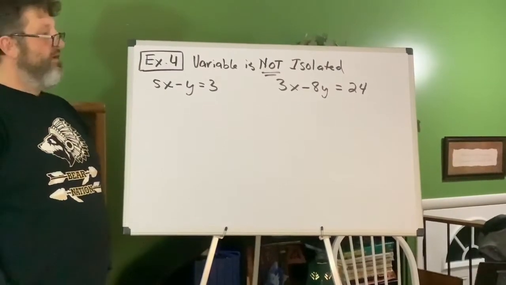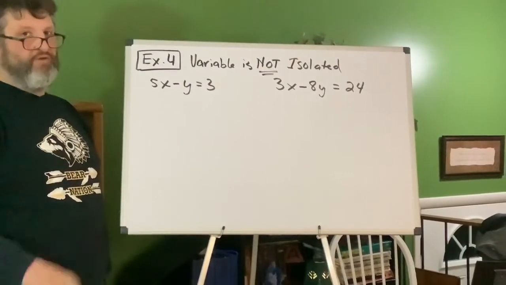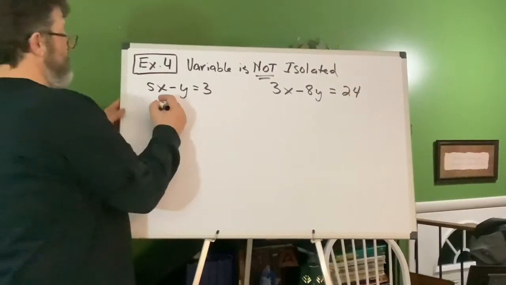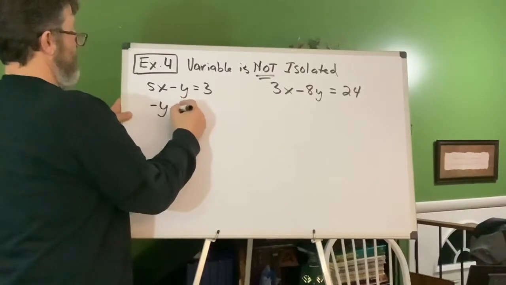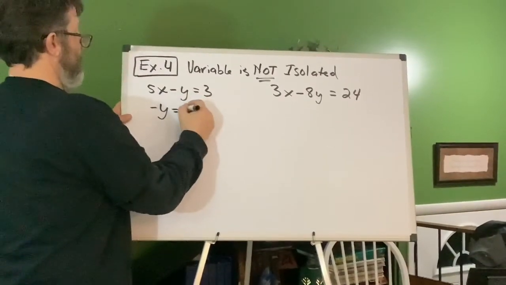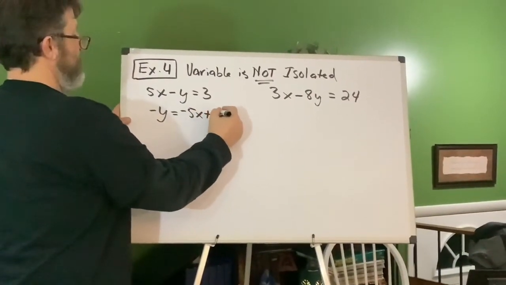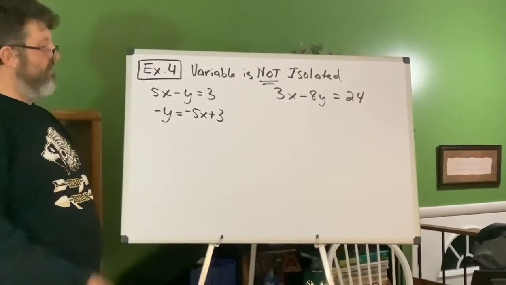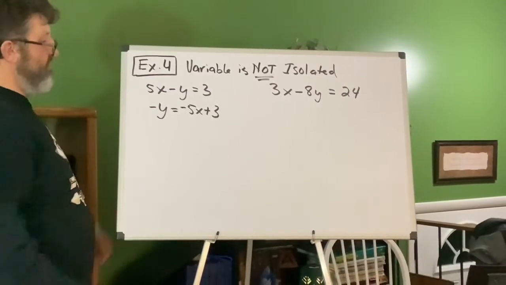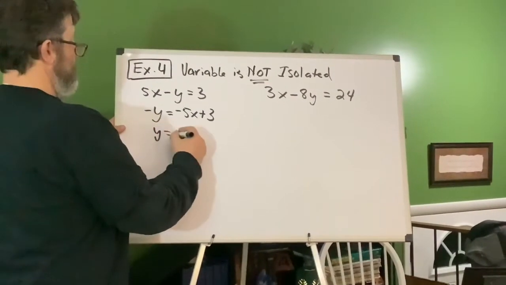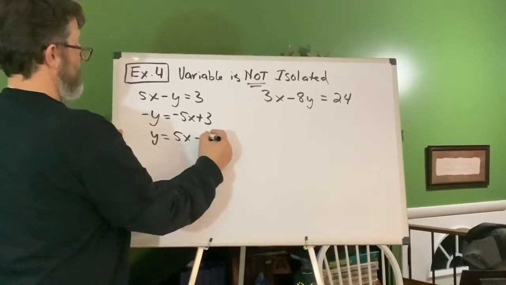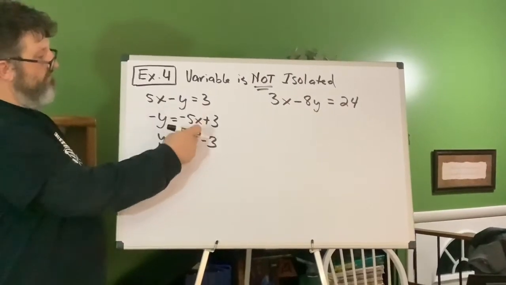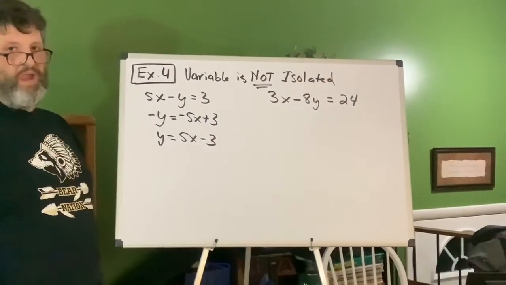What are we going to do? Hey, this is the moment we've been waiting for. We've been doing this for a long time. You guys know how to get that guy alone. Here we go. We say negative y equals, bring that guy over, negative 5x plus 3. Okay, what's the problem with that? Yeah, you know it. Can't have a negative, right? So what do we do? Change the sign, change the sign, change the sign. Or what we're really doing is divide by negative 1, divide by negative 1, divide by negative 1.